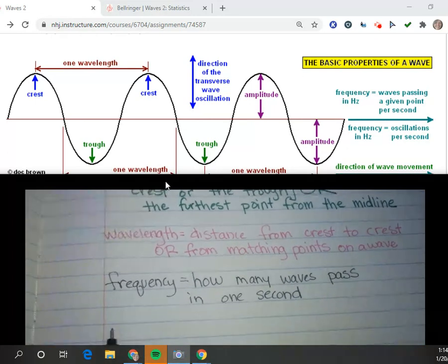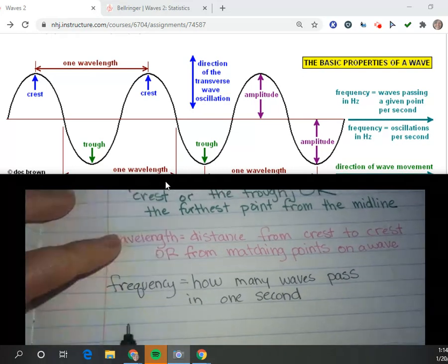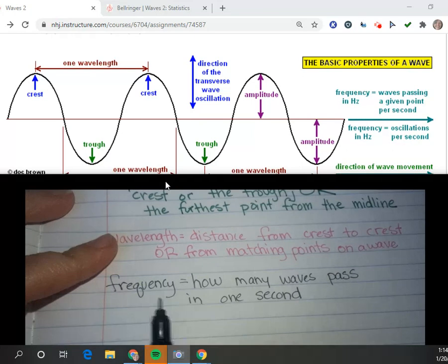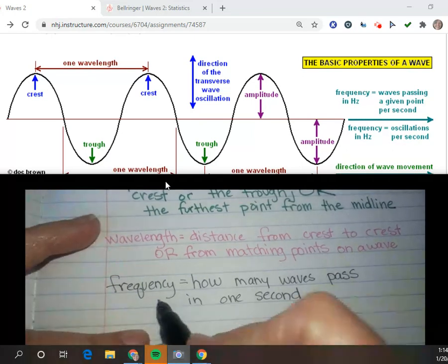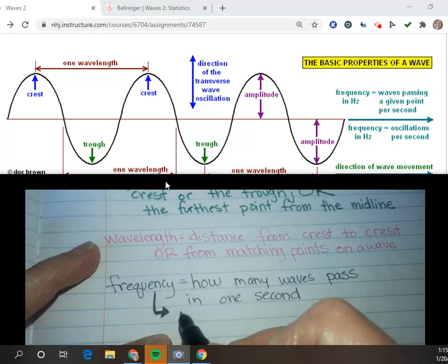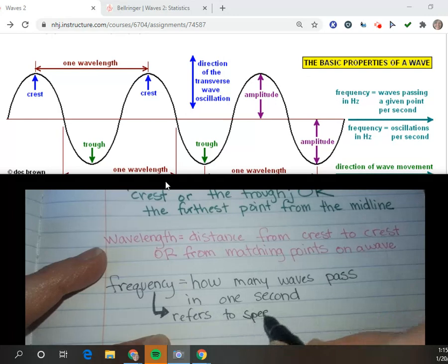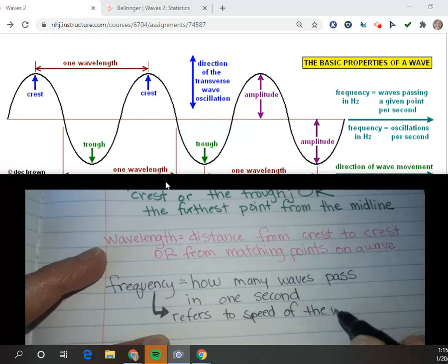Okay. We'll show that in the video that we watch here in a second. But frequency has to do with speed. How often is it? So we might even add that to our notes so we can have some recollection of that being said. Refers to the speed of the wave.